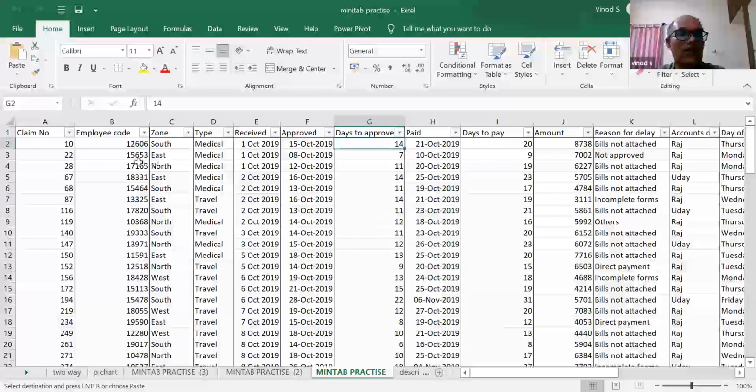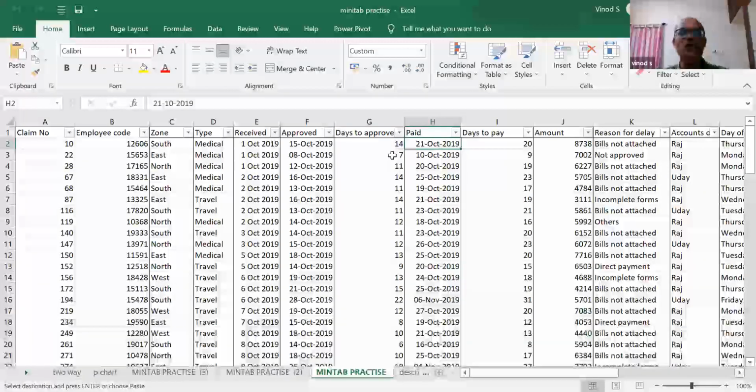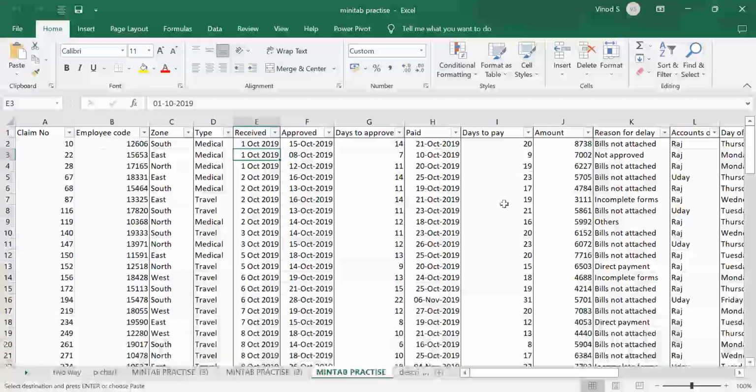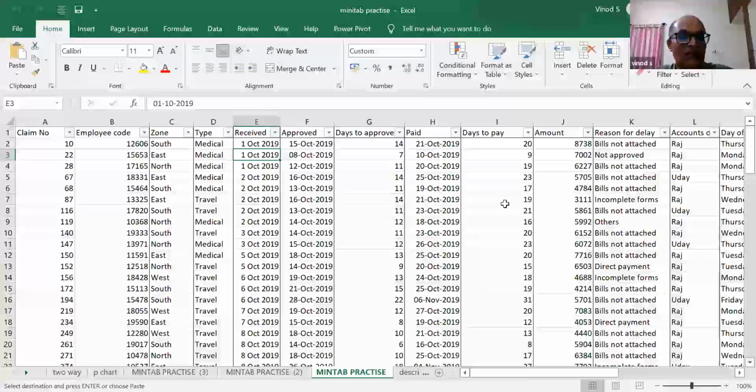Similar to that, employee number 2 submits the bill on October 1st. It gets approved on 8th October. That means 7 days it took for approval, right? And he is getting the money on 10th October. So how many days did it take for him? 9 days. Like that, there are some 100 bills here.